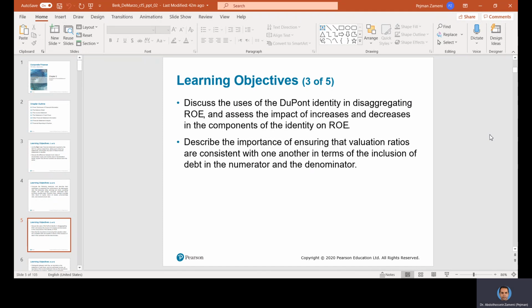Discuss the uses of the DuPont identity in aggregating ROE, return on equity, and assess the impact of increases and decreases in the components of the identity on ROE. Describe the importance of ensuring that valuation ratios are consistent with one another in terms of the inclusion of debt in the numerator and the denominator.